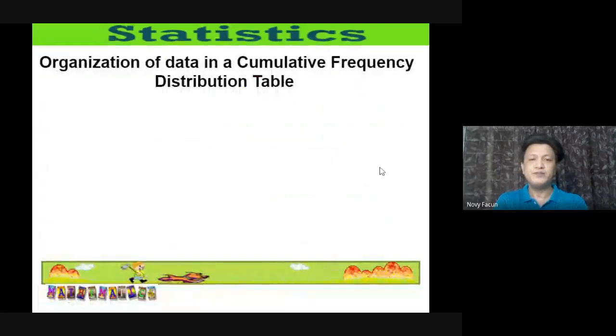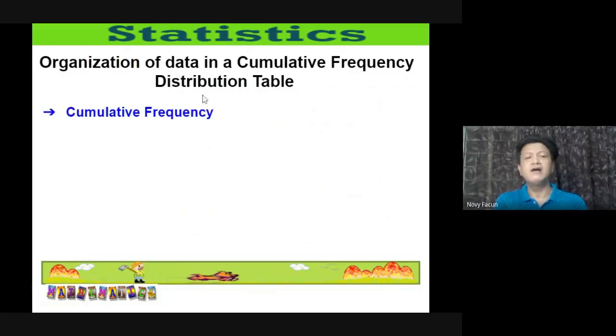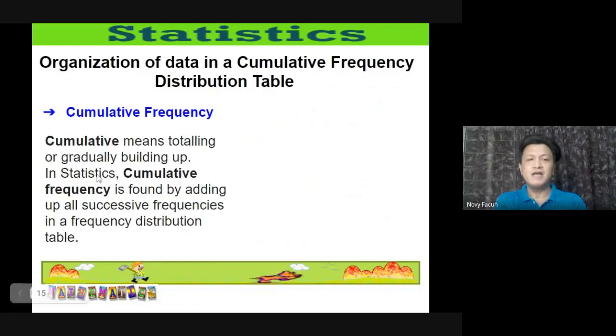Okay, so ngayon naman, we are going to organize the data in a cumulative frequency distribution table. But before that, kailangan nating ma-define muna ano nga ba ang ibig sabihin ng cumulative frequency. Pag sinabi natin cumulative means totaling or gradually building up. In statistics, cumulative frequency is found by adding up all successive frequencies in a frequency distribution table.